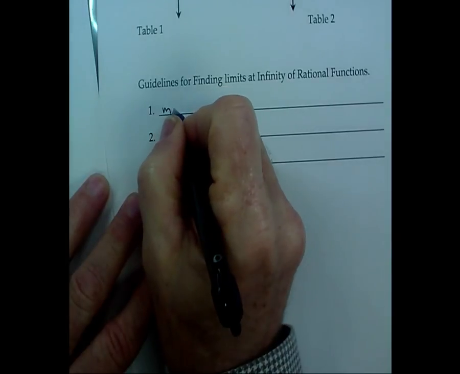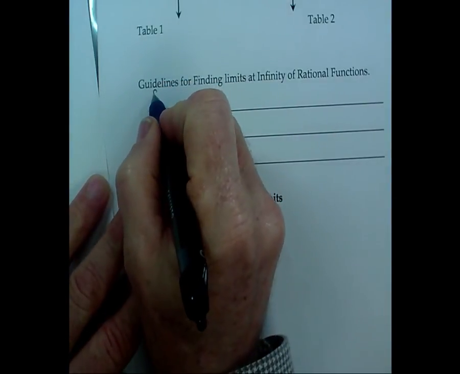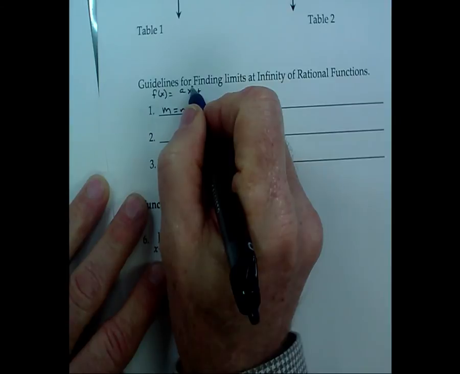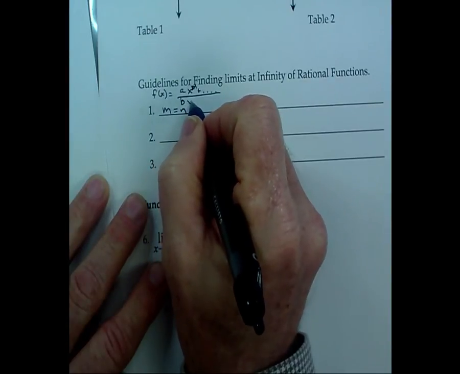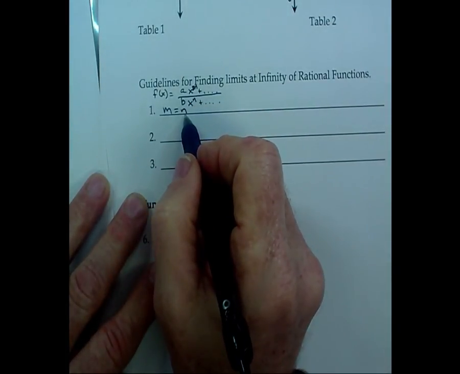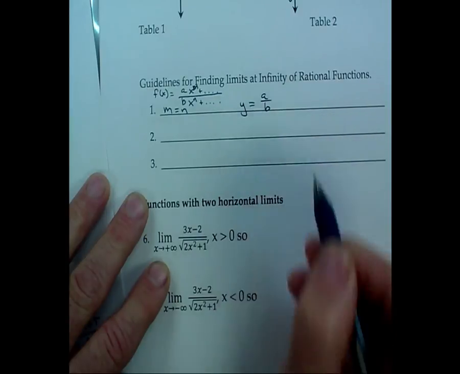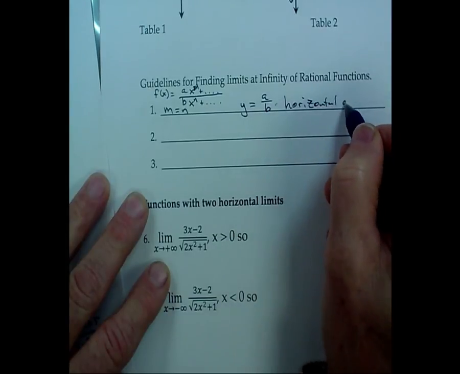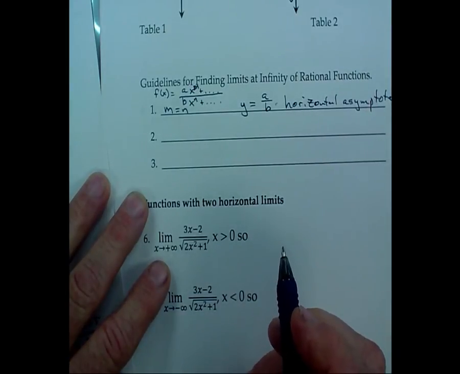First of all, if m equals n, and I'm going to have this, f of x is equal to ax to the m plus dot dot dot over bx to the n plus dot dot dot. And if m and n are equal to each other, then the horizontal asymptote is y equals a over b. That's why you guys looked at me like, holy buckets, what's he talking about? Oh, I am so sorry.